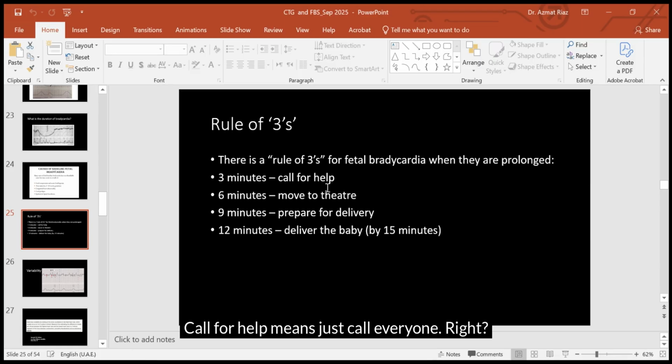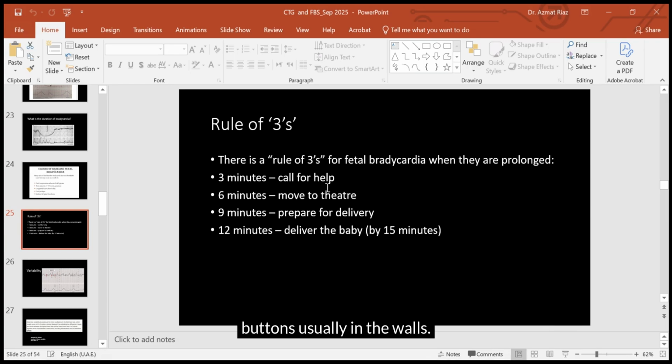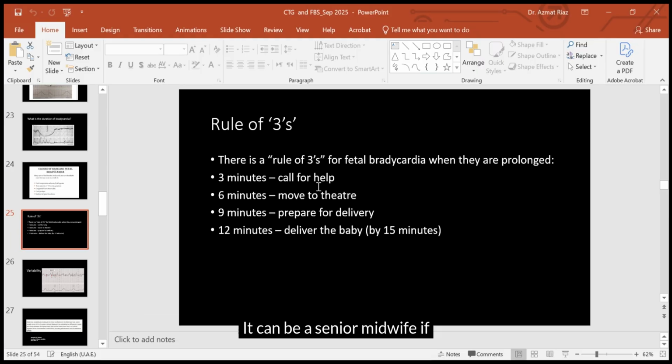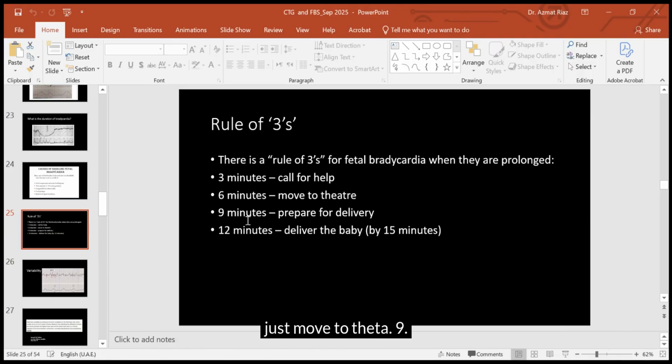Call for help means just call everyone, right? And usually in many hospitals, there are emergency buttons, usually in the walls. It varies from hospital to hospital. Just call for help. It means asking your senior to review the CTG. Yes, it can be a senior midwife if they are available, and so whosoever is around. If it continues and you have done all of those, right, at 6 minutes, just move to theater.